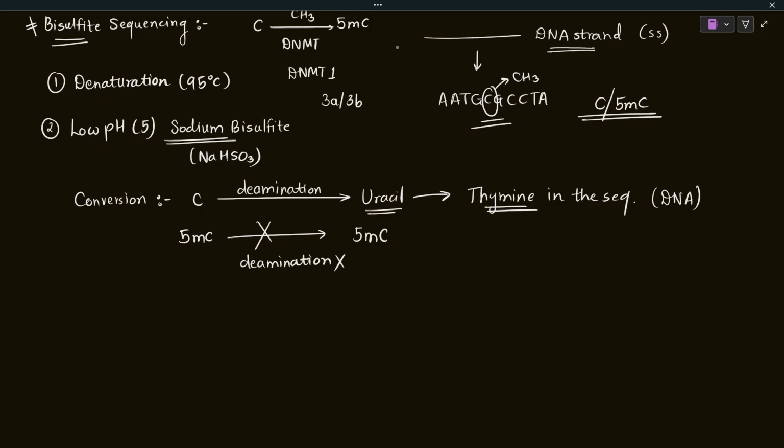So the first step of this is denaturation. The second step is the conversion. And the third step of this reaction is desulfonation. Now what you do is remove the sulfate moiety which is already present, so it is the removal of the sulfate moiety.